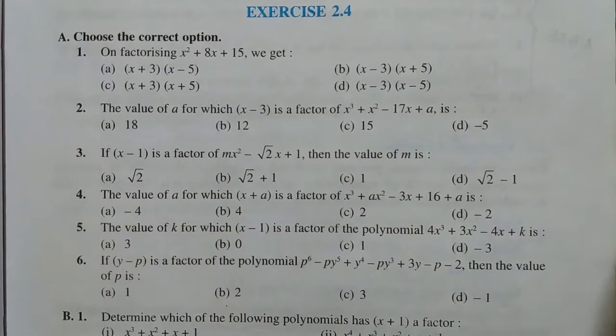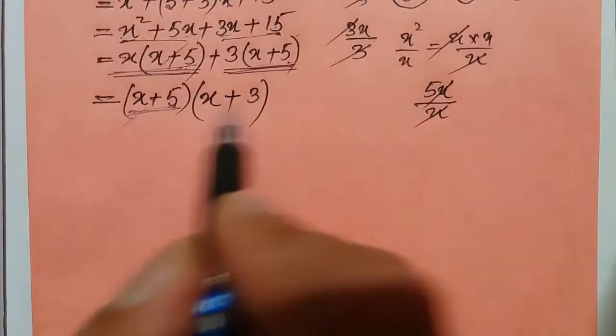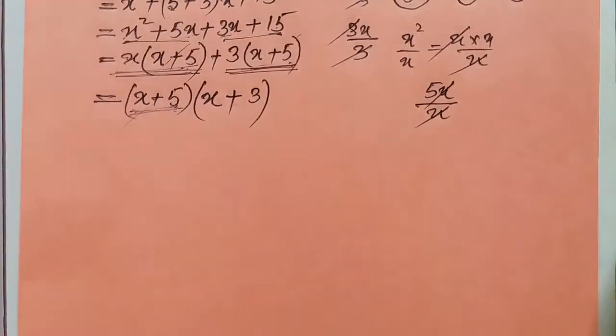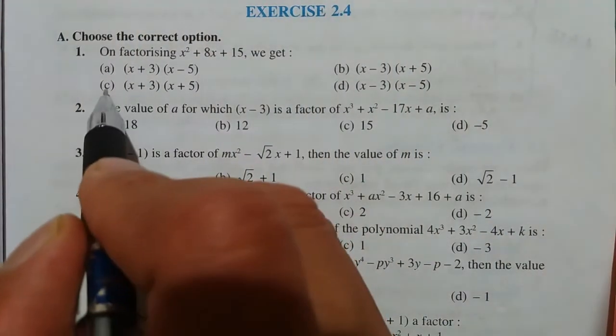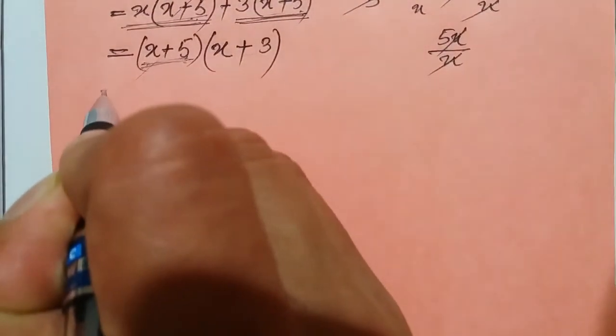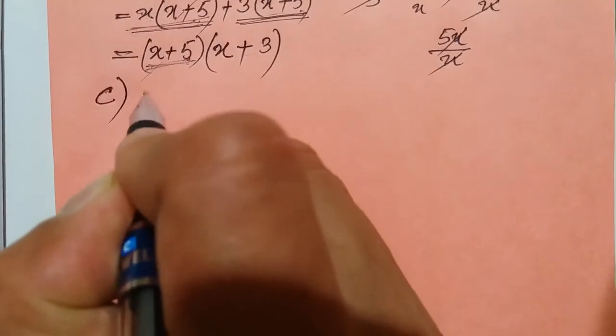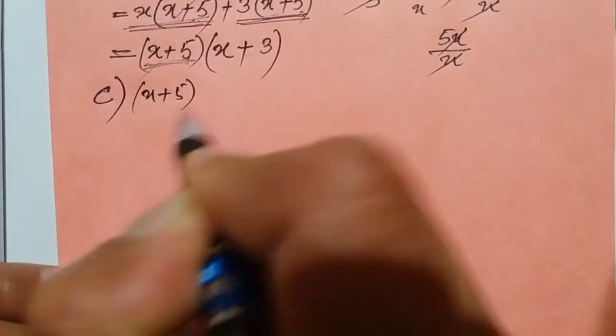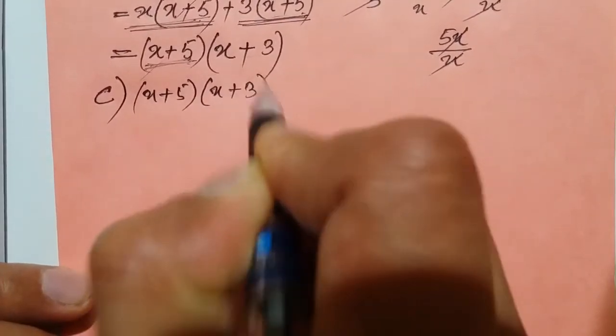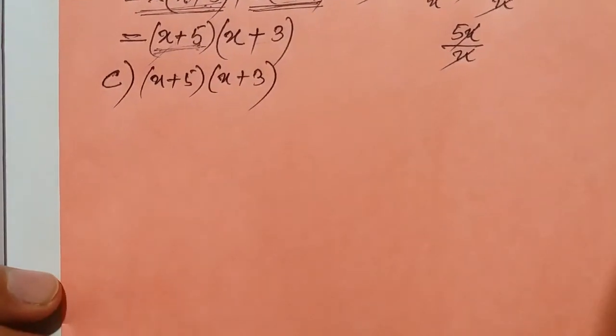The order doesn't matter. You can write x plus 3, x plus 5, or x plus 5, x plus 3, it is the same thing. So C is the answer. The answer is C, which is x plus 5 and x plus 3. Now let's see the next question, question number 2.